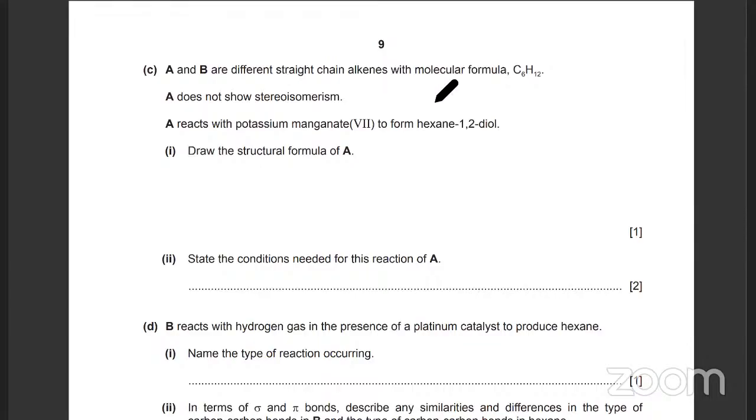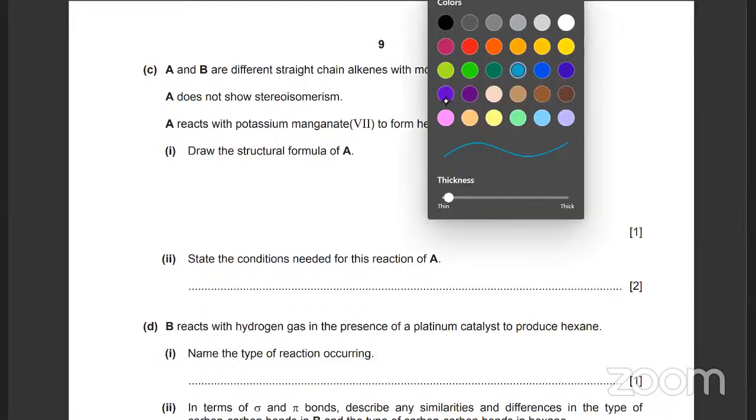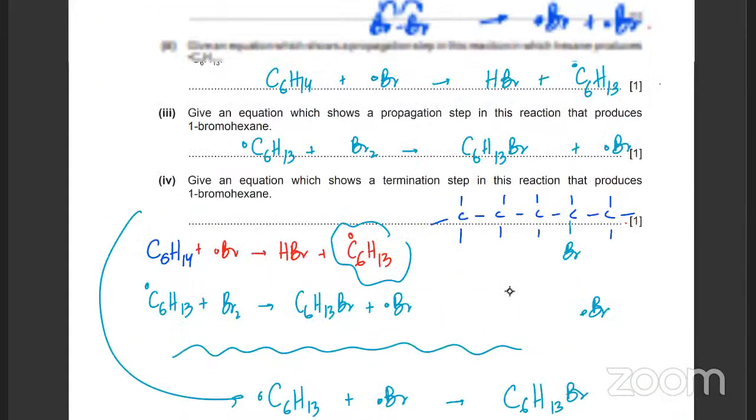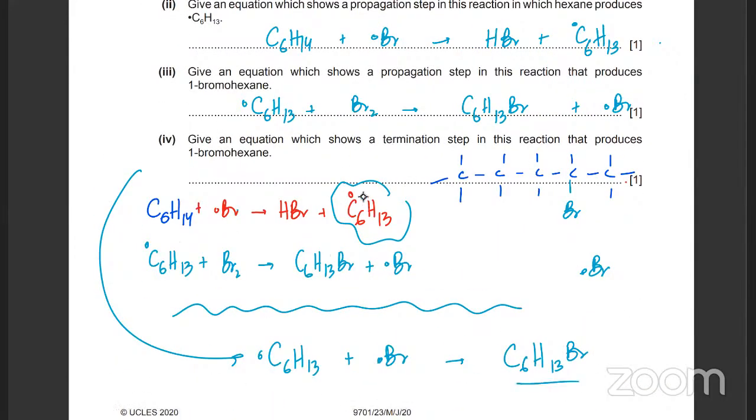A and B are different straight chain alkenes with molecular formula C6H12. Sir, do we have to draw the electron with the radicals? You add a dot to it? I think it's better to actually draw that, because you never know whether they are looking for it or not. Make sure to always not answer things partially; try to answer things as fully as you can. So even if it's not written in the mark scheme, draw the dot.